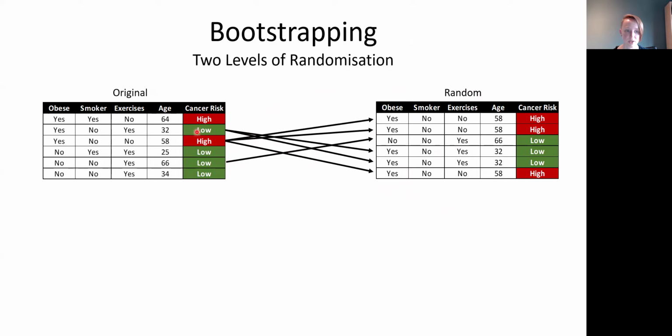So for example, this sample here that is age 32 and low, we can see has been repeated twice in our new random data, whereas the first one here and the last one here haven't been included at all. The ones that haven't been included, in this case these three, are called out of bag or OOB, which we will again come back to in a minute, but is super important and another useful thing in random forests.